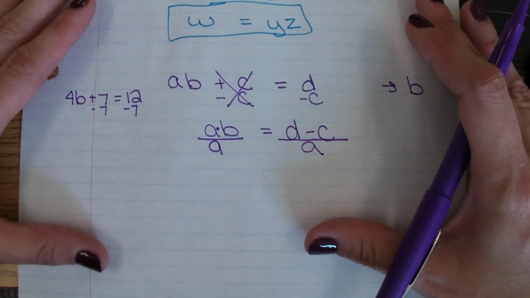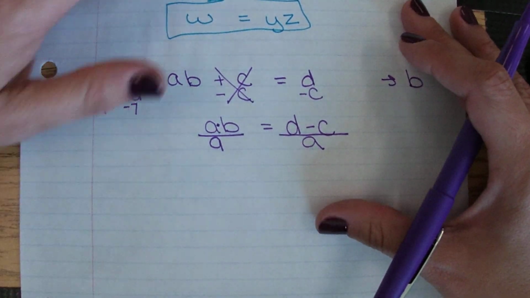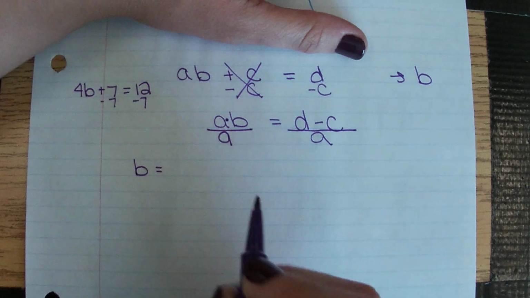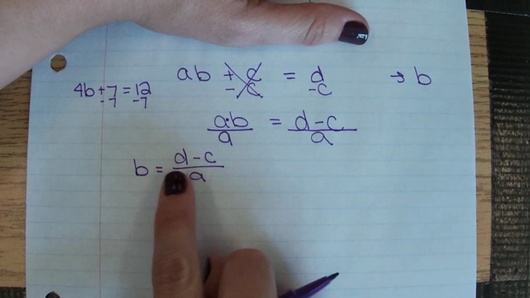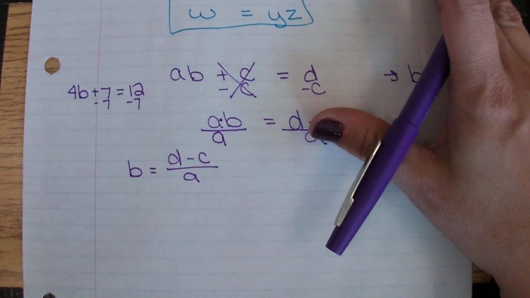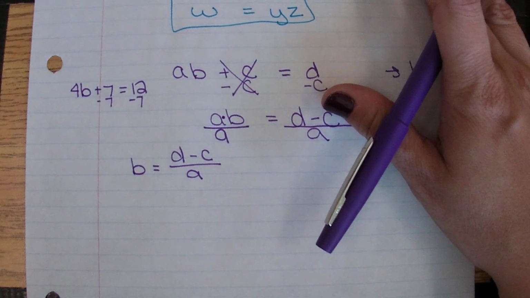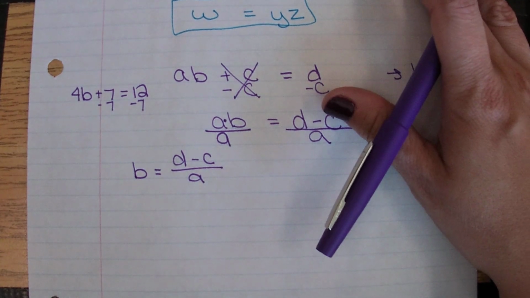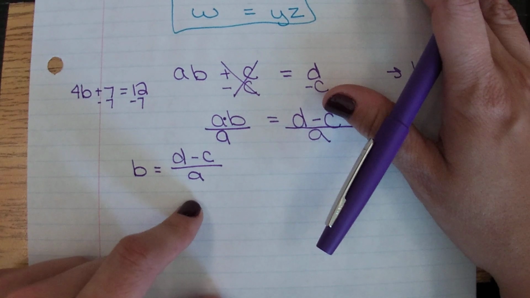Here's the piece where we need to make sure we actually understand what's going on. It is totally fine to leave your answer as B equals D minus C over A. If this were free response, you're fine, but if it's multiple choice, you might not have the luxury of writing it however you want, and you'll have to write it or select it in the format that's equivalent.